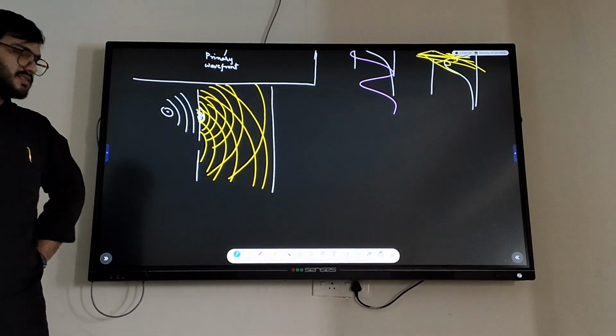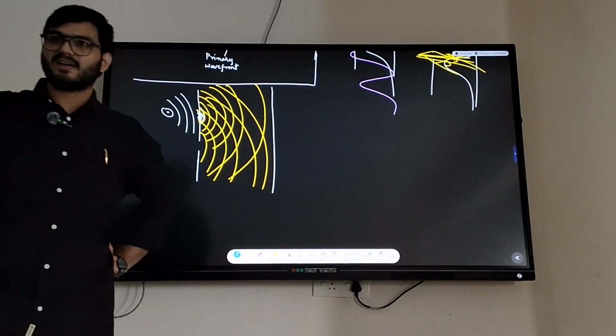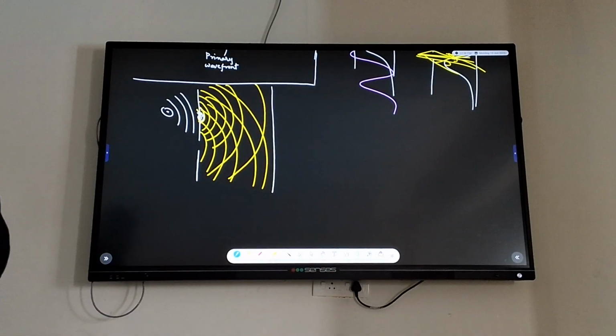So I did not introduce this idea of wavefront last time or when I started with interference, but this is the correct idea to imagine.